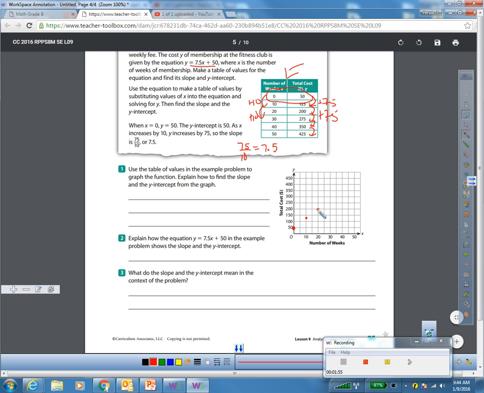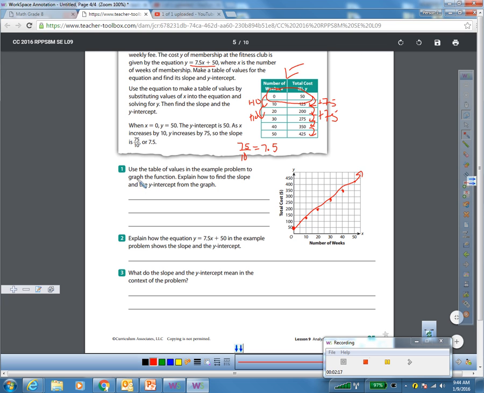And we see we start to get this linear function. It's a line. So 30 weeks would be $275, and 40 weeks would be $350. 50 weeks would be $425. Okay, so you're going to go ahead and connect that with a straight line.